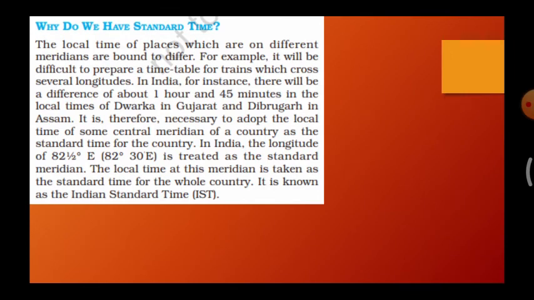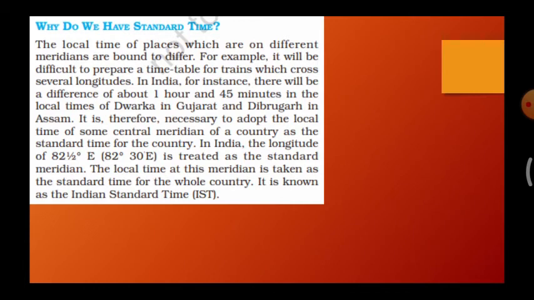Why do we have a standard time? The local time of places on different meridians will differ. For example, it would be difficult to prepare the timetable for trains which cross several longitudes. In India, for instance, there is a difference of about 1 hour 45 minutes in the local time of Dwarka in Gujarat and Dibrugarh in Assam.